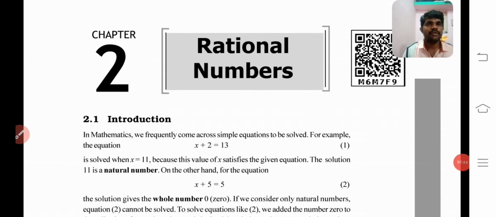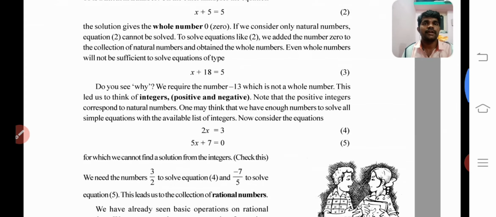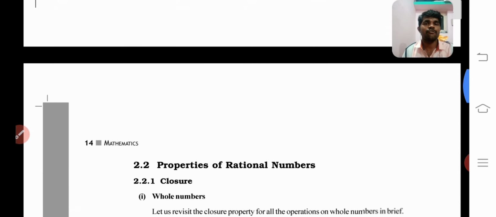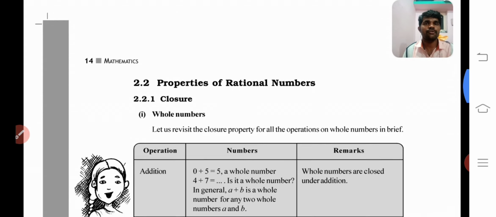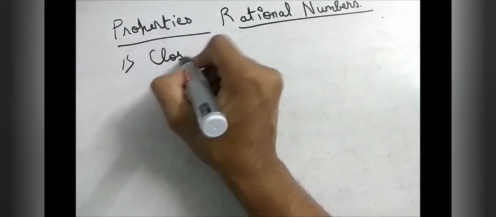Hi students, welcome back. Today we are going to learn about rational numbers. I already gave some videos with animations in the previous section on rational numbers. Now we will see what is given about rational numbers in your textbook. The introduction gives a sum of natural numbers, whole numbers and integers. They give some examples here. Rational numbers are in the form p by q, where q is not equal to 0. Here they give the properties of rational numbers. I will explain.